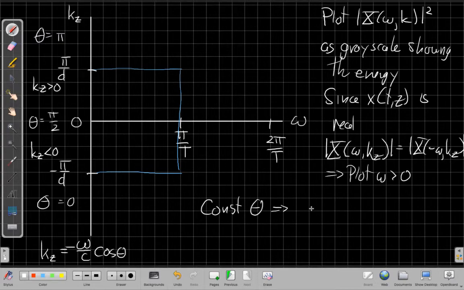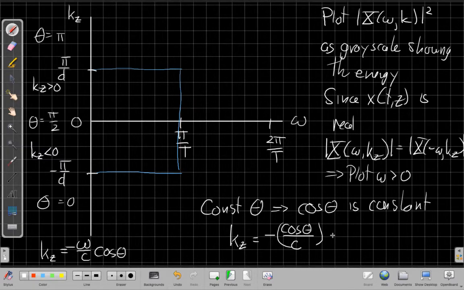Well, that means cos theta is a constant, right? If theta is constant, so is its cosine. And so we can say this line, k_z is the vertical axis. If I rearrange the terms a little bit here, I can say this is minus cos theta over c times omega. So if I think of omega as the horizontal axis and k_z as the vertical axis, a line of constant theta is a line of constant slope on this graph. So for example, at forward end fire, when theta is 0, I have a slope of minus 1 over c.